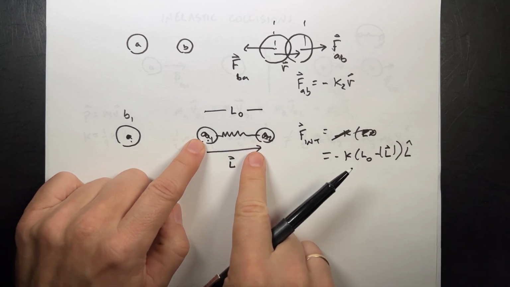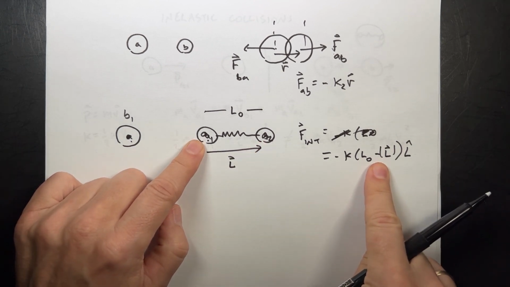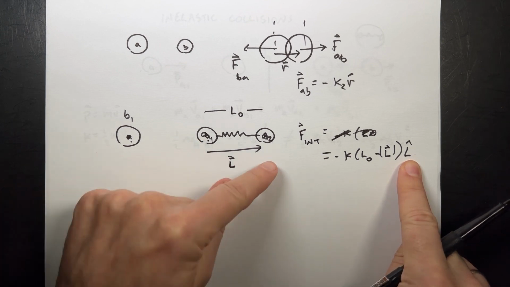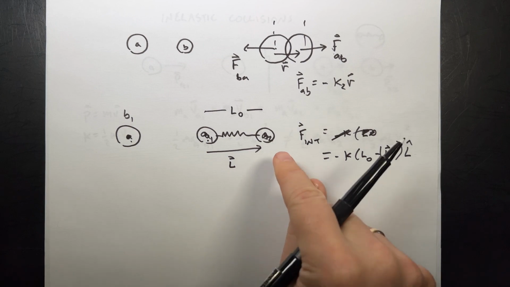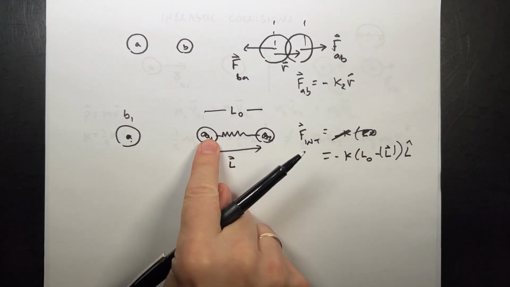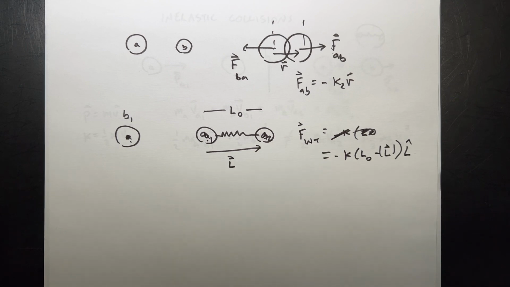Because what this is going to do, this is the amount it's stretched or compressed, and this L hat turns it back into a vector. The L hat is a unit vector in the direction of L. And the negative sign means if it's stretched, it pulls back that way. And then I can find the force on this one. It's just the opposite of that.